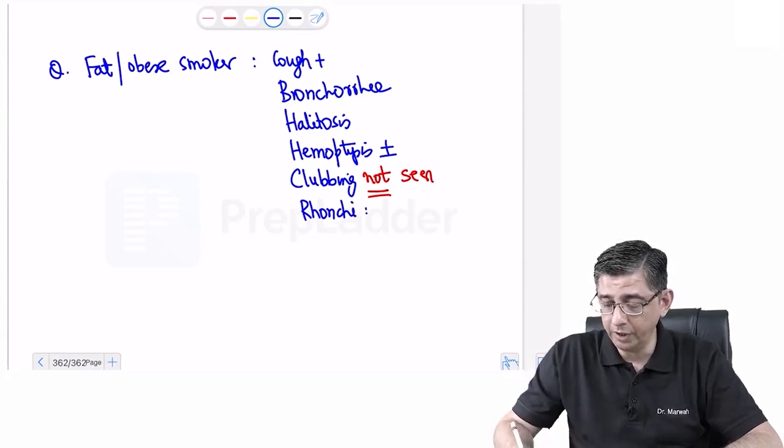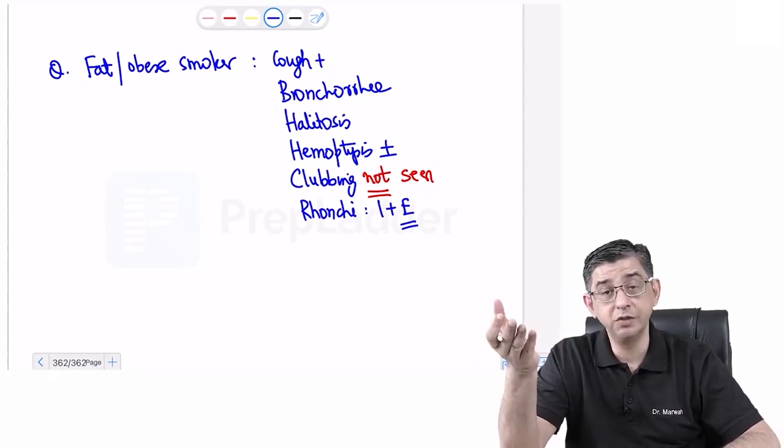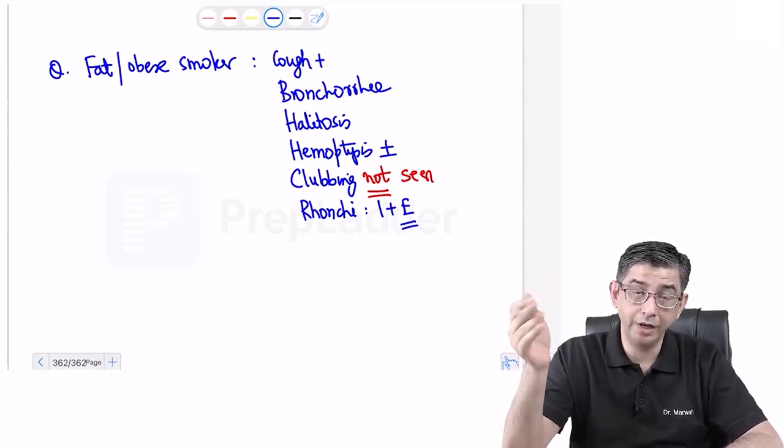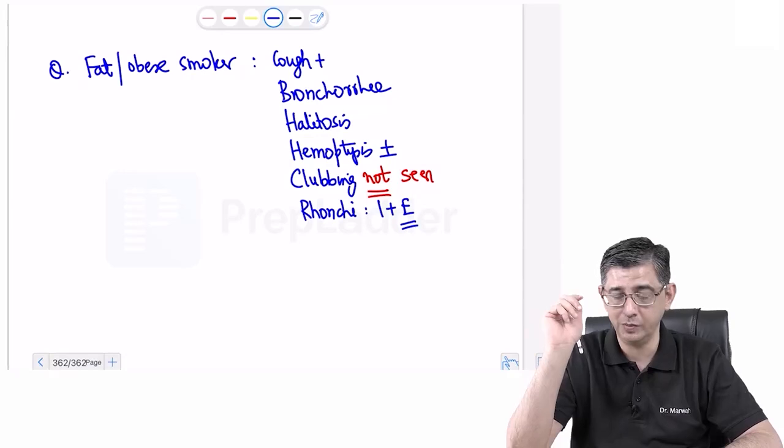Then an examination finding that would come up is turbulence, that would be rhonchi. They would predominantly be expiratory. But as the disease progresses, if there's a deterioration, you might have both inspiratory as well as expiratory rhonchi in these patients.